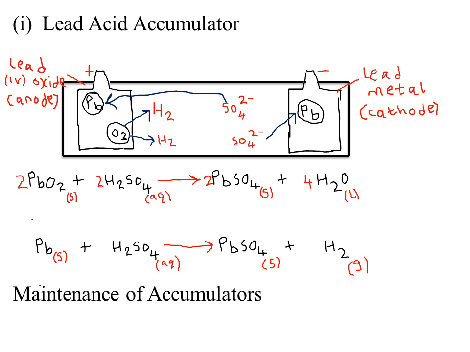So in summary, let me just state the 7 ways of maintaining accumulators. One is that the level of the electrolyte should be checked regularly and maintained above the plates. So this is achieved by topping up using distilled water.